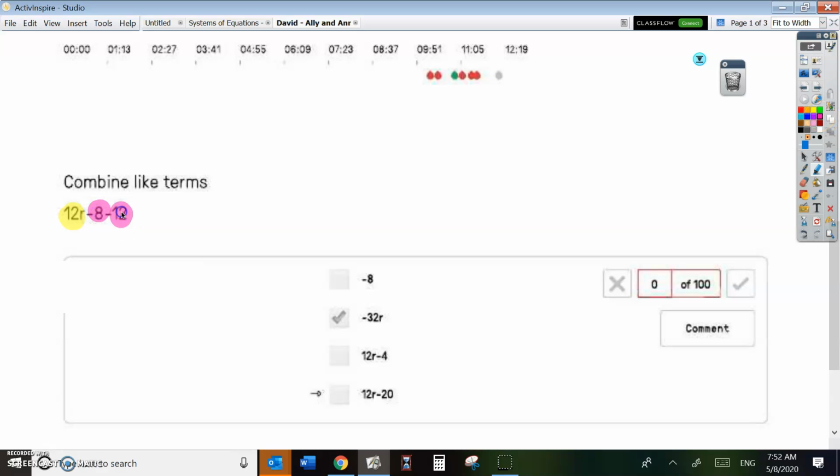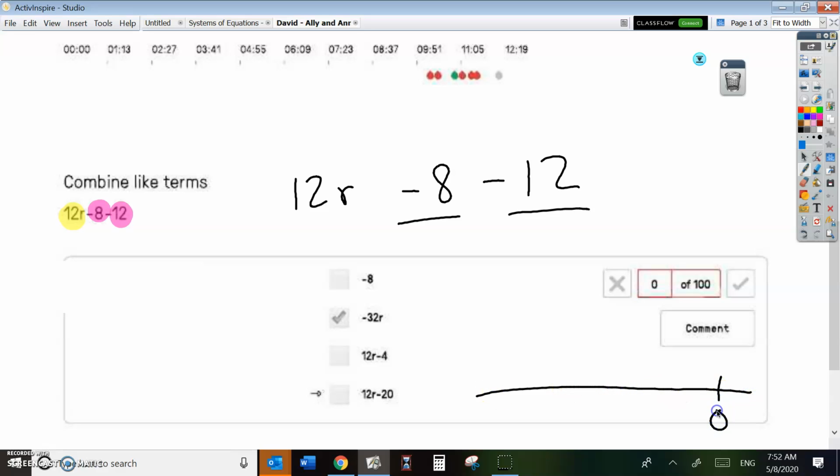So think about what you have that are the same. So you have 12r minus 8 and minus 12. These two are the same. Now think about those on a number line. Here's 0 and here's minus 8. Now if you do minus 12, you're going to go 12 more in this negative direction. So if you go from negative 8, think about temperature. If it's 8 degrees below 0 and you drop 12 degrees, you're going to get to negative 20.